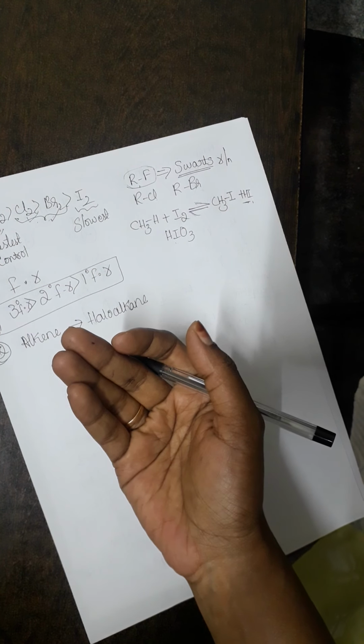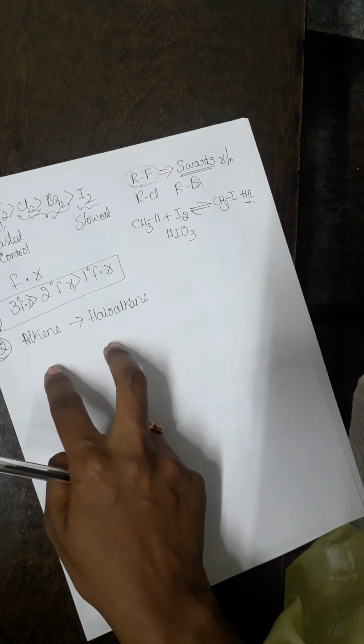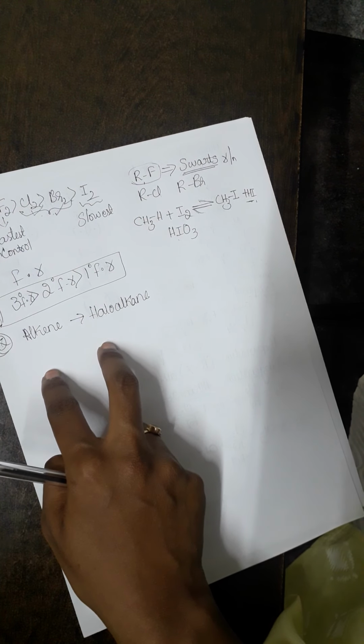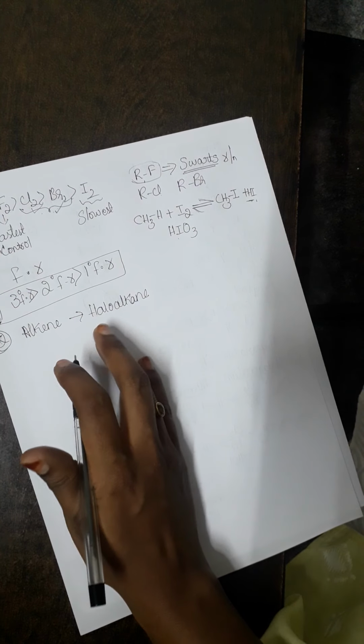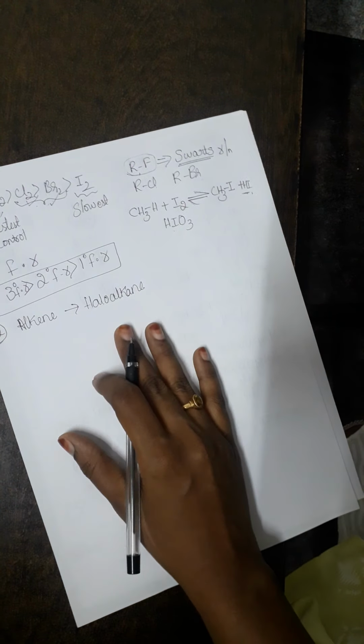So when we are breaking a bond, we are supposed to add two atoms adjacent across the carbon-carbon double bond. So we will end up with a product. So let us look at how we can convert alkene into haloalkane.